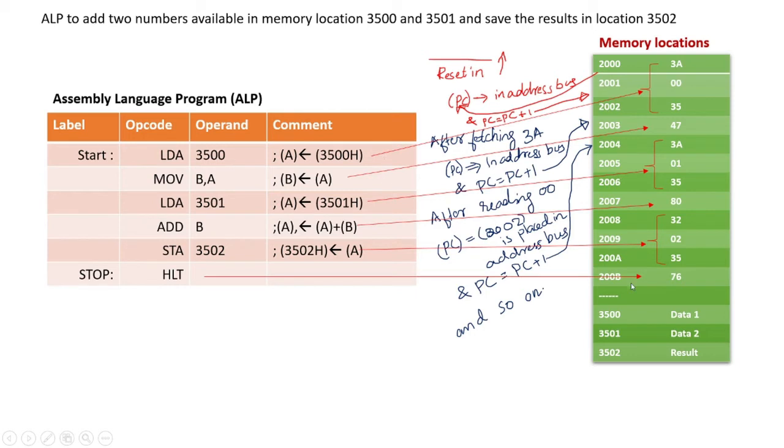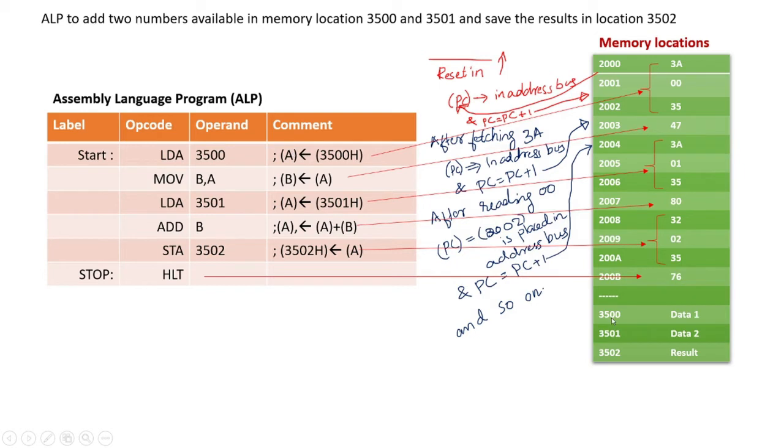First of all, we need to move the content of 3500, that is data 1, into the accumulator. Then only we can move that data into any one of the general purpose registers. So the first instruction here is LDA 3500. The accumulator is loaded with the content of 3500. That is, after execution of this instruction, the content of 3500 is moved into the accumulator.